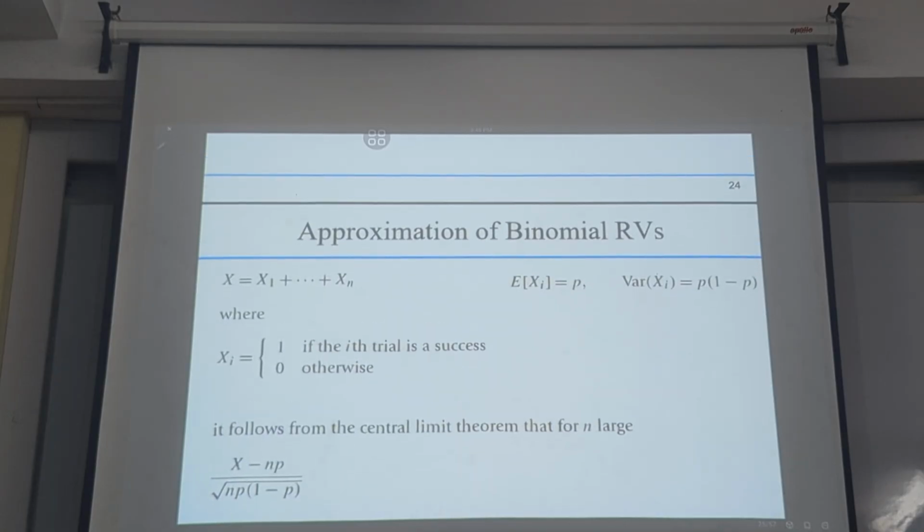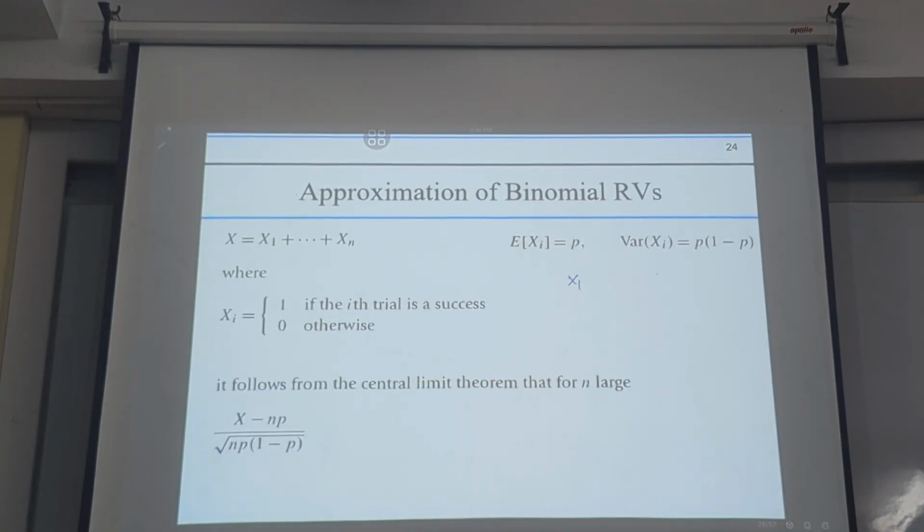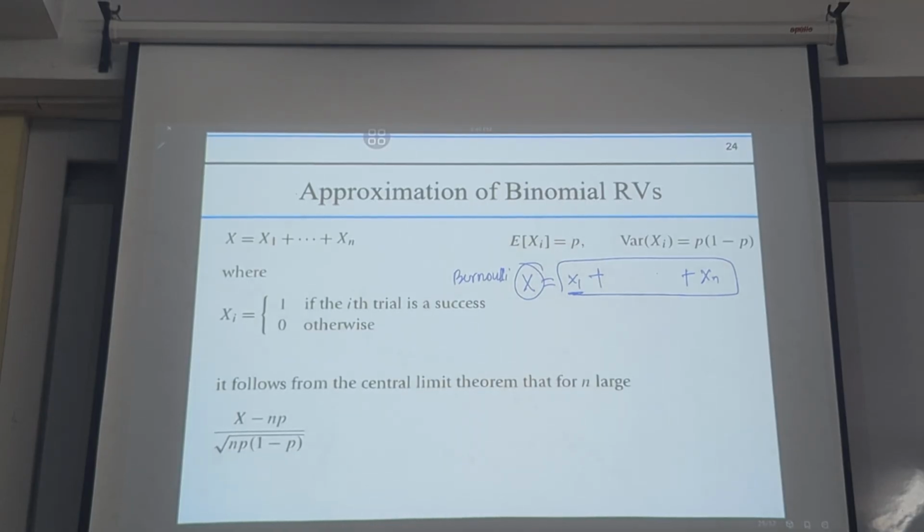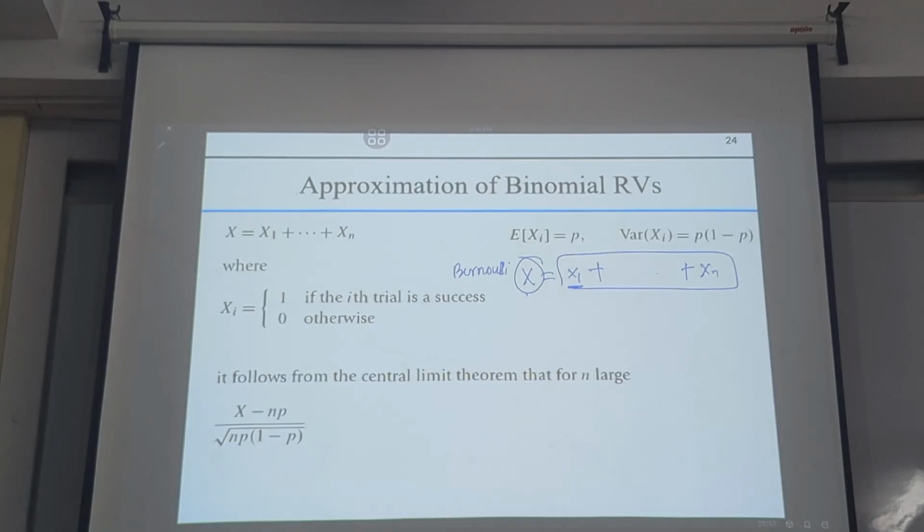Let's say X1 to Xn are Bernoulli random variables. Then their sum is X. What is X? X1 is the success in one Bernoulli experiment. Then X is the total number of successes in the Bernoulli experiments, the number of successes in n trials. Then X is binomial. But according to the central limit theorem, what is X?